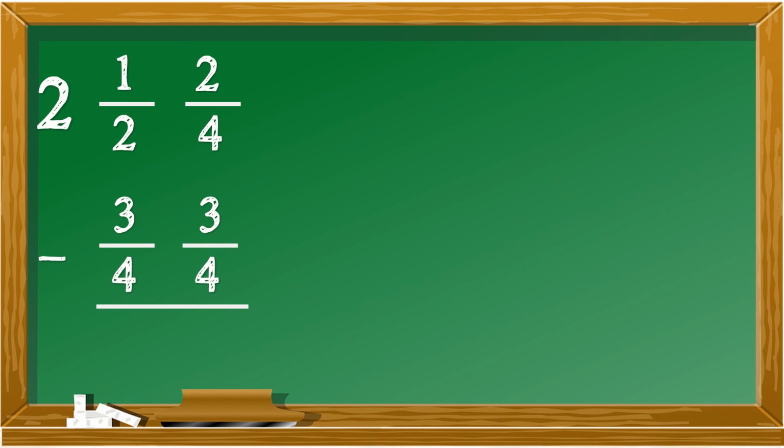We need to borrow 1 from the whole number, and the whole number is 2. We need to borrow 1, so 2 will now become 1. And what will happen to the 1 that we have borrowed? We cannot just add 1 to 2/4. We need to convert 1 into a fraction.